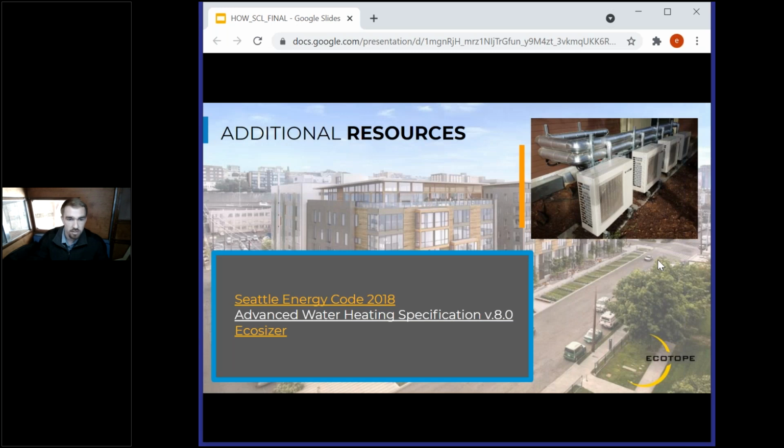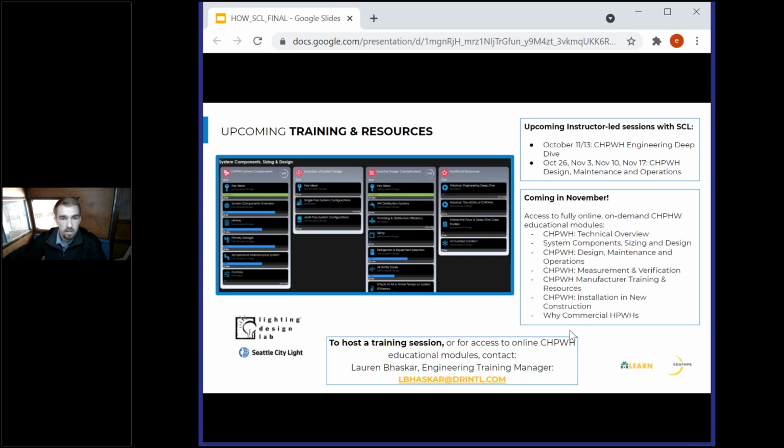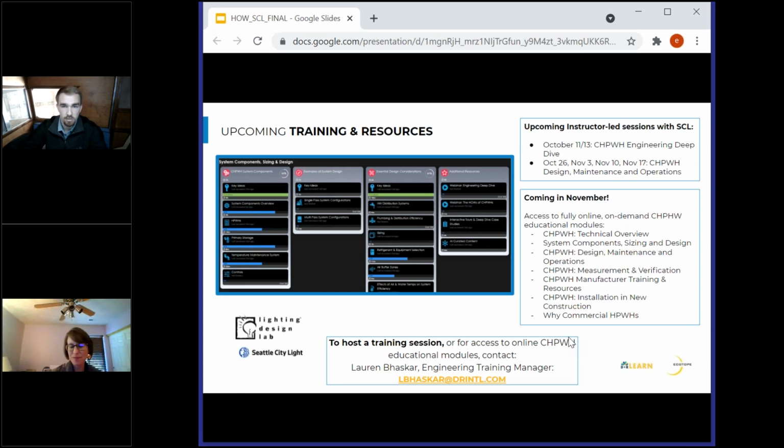And then some additional resources here: we have a link to the Seattle Energy Code itself. I've mentioned the advanced water heating specification, which now lists different configurations that these heat pump water heaters have been proven to work well in. And then the EcoSizer, which is Ecotope's program to size these domestic hot water systems in multifamily buildings. And then maybe, Lauren, I'll let you cover the upcoming training resources from DNR's perspective, because you guys have done a lot of work and I want to let you show it off.